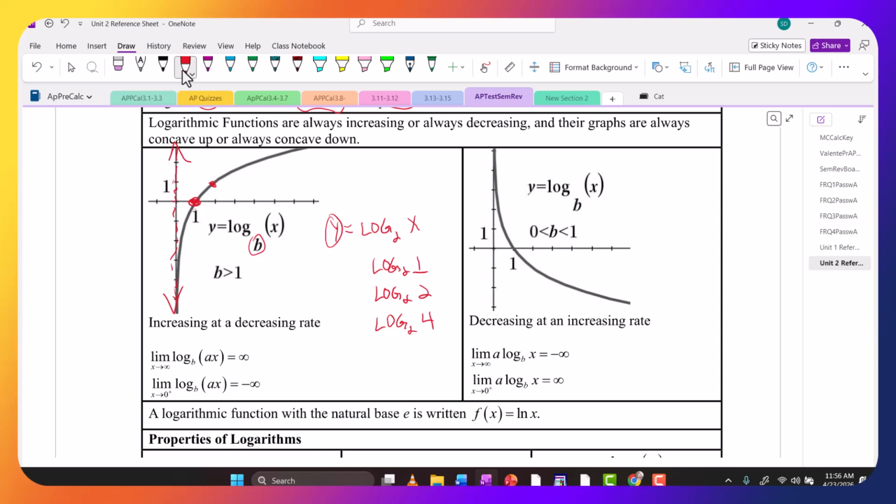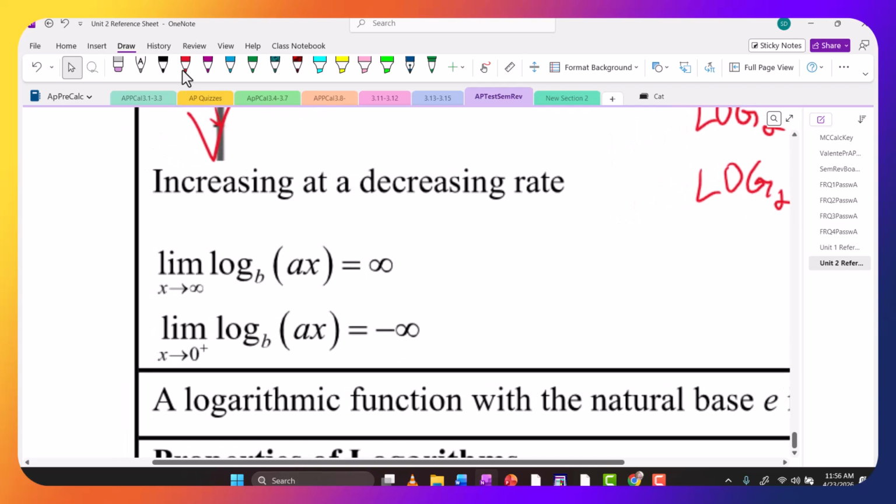Log base 2 of 4, 2 squared equals 4. So I plugged in 4 and I got 2. And look at that. It does look like that graph there. Input output, classic.